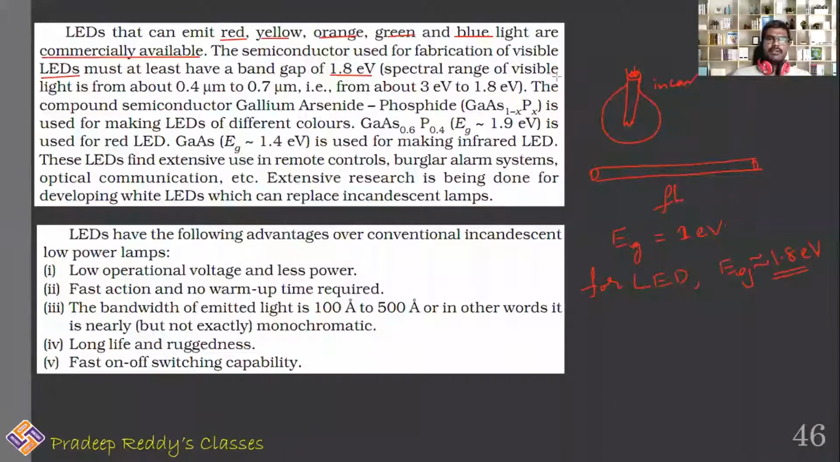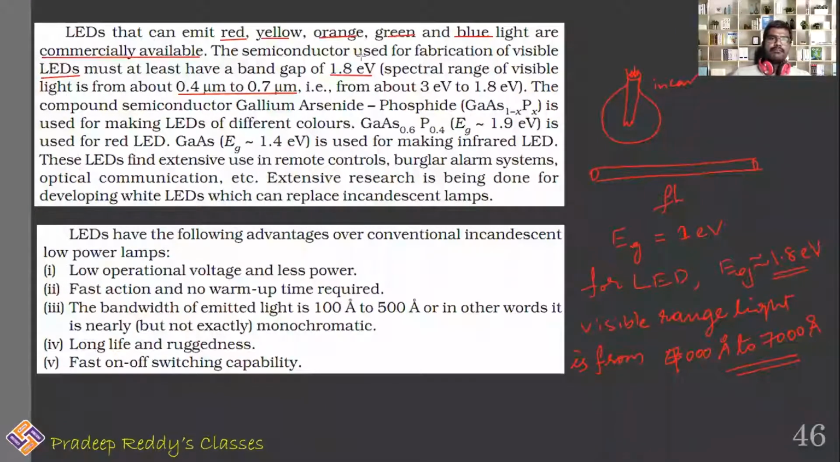The spectral range of visible light varies from 0.4 micrometer to 0.7 micrometer. This is usually the visible range. The visible range of light is from 4,000 angstrom to 7,000 angstrom. So all the LEDs which emit light generally provide a visible range of light.